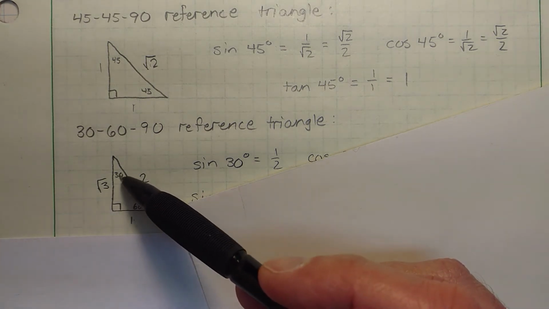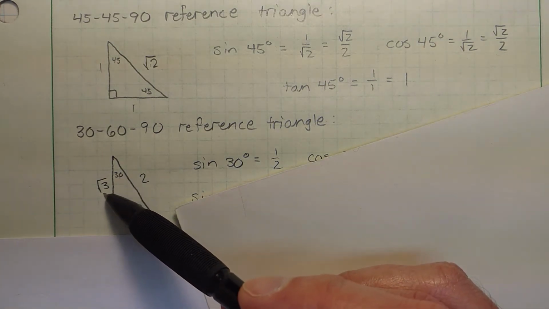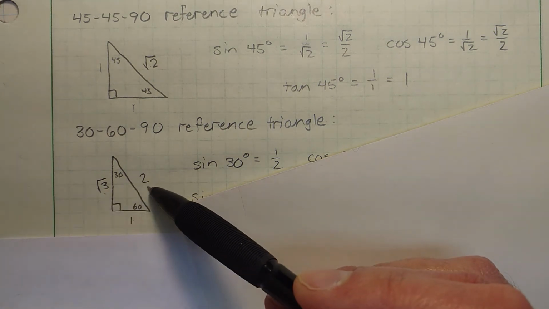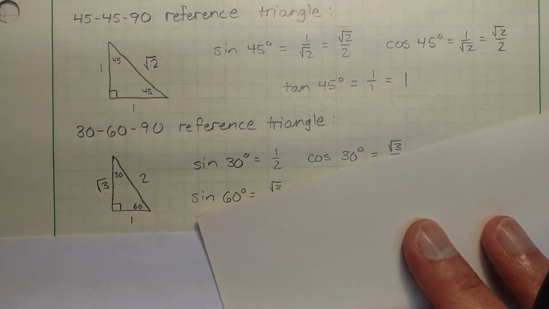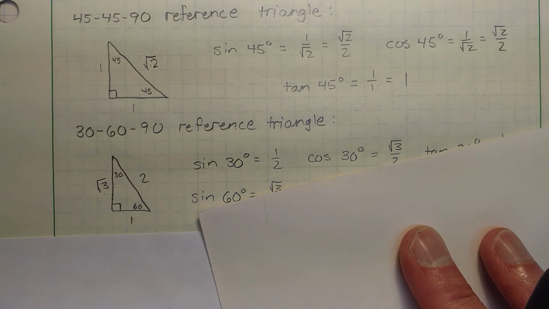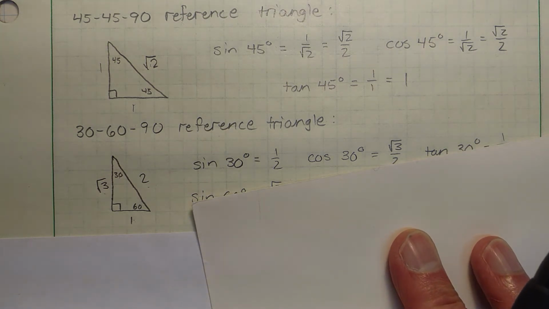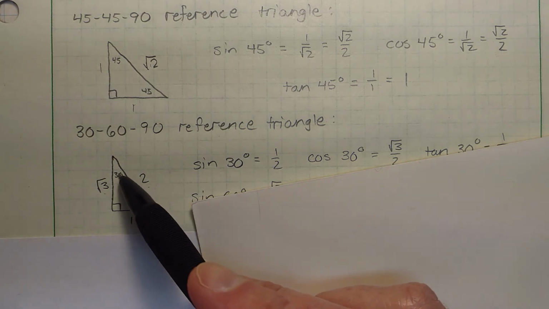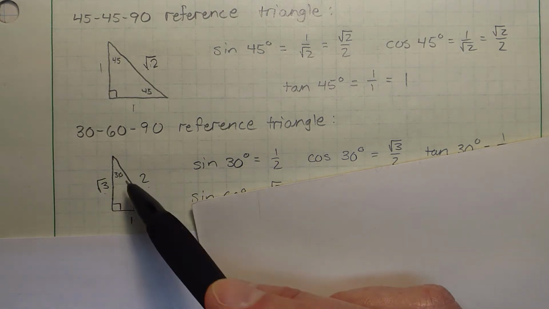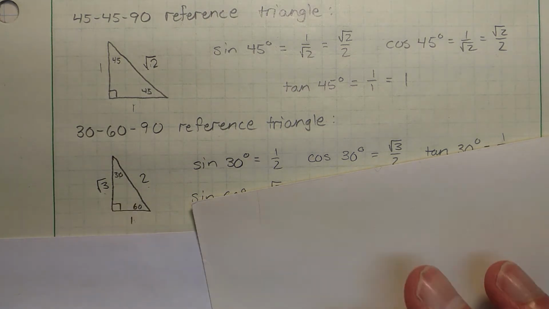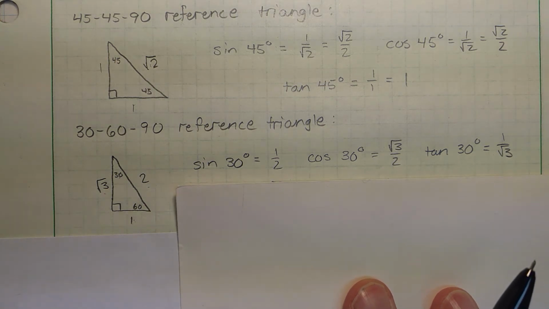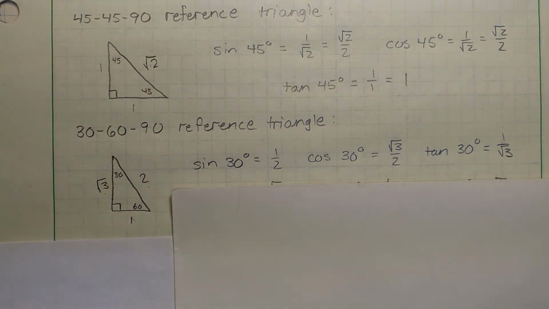For the cosine of 30, the adjacent side is radical 3. The hypotenuse is still 2. So for the cosine of 30, I've got radical 3 over 2. Finally, for the tangent of 30, I have 1 opposite over adjacent radical 3. And this is one where we don't bother to rationalize that denominator.